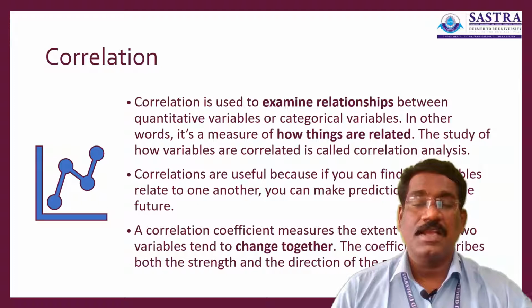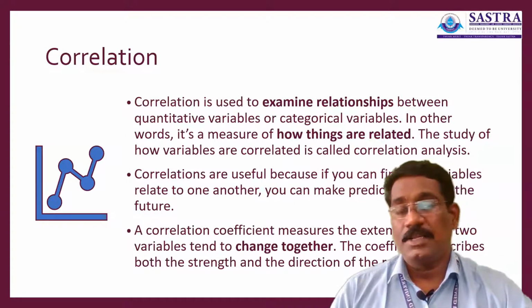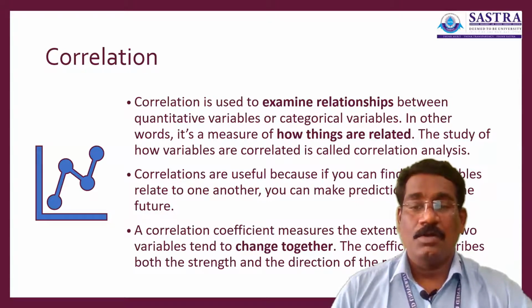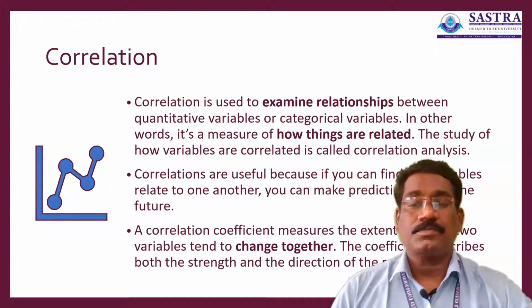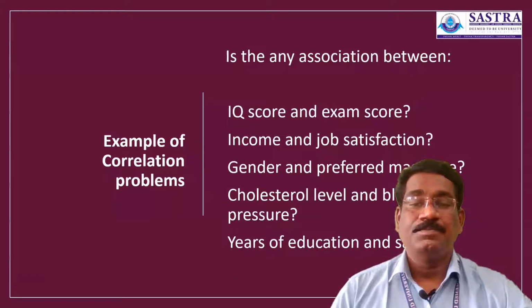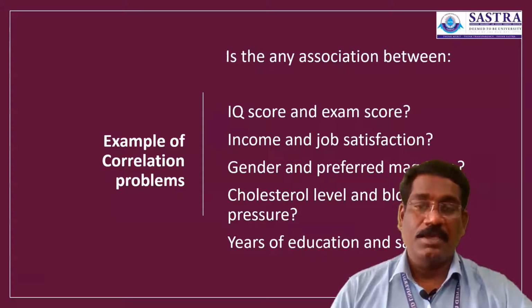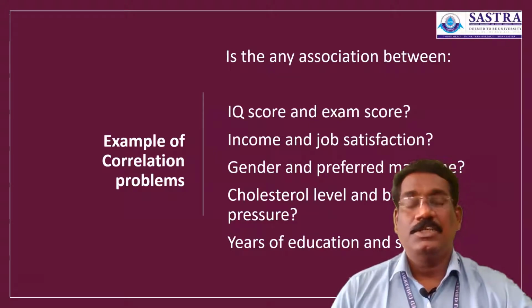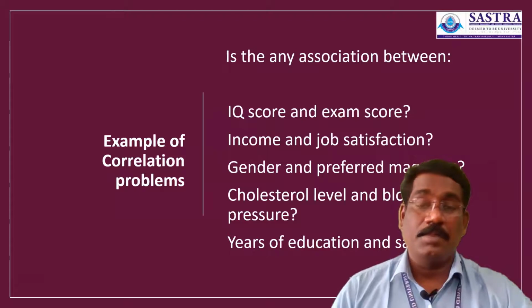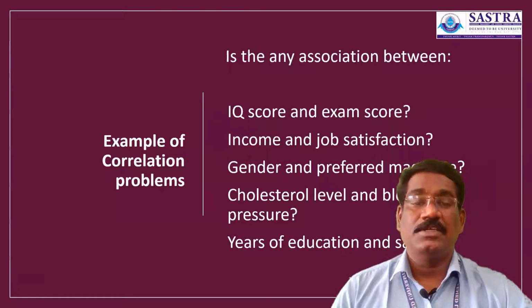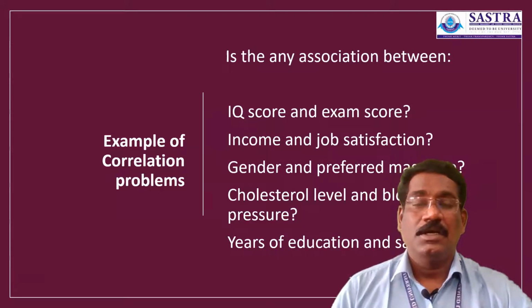In correlation analysis, we'll see that a little bit later on, and also the direction of relationship, whether it is a positive relationship or a negative relationship. So we can find out using this correlation analysis. For example, IQ score and exam score, income and job satisfaction, gender and preferred magazine, cholesterol level and blood pressure, years of education and salary. All these are contexts or examples where you can find out the correlation between two variables.